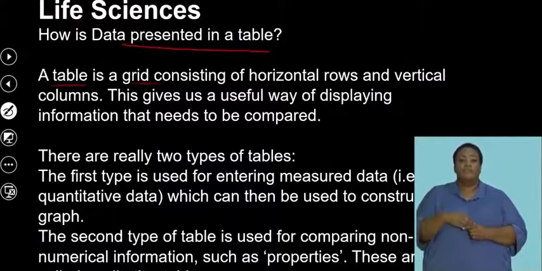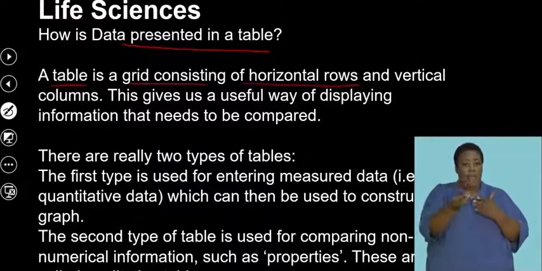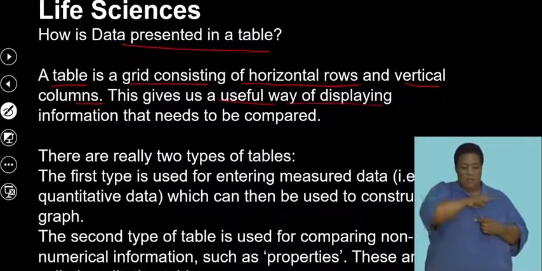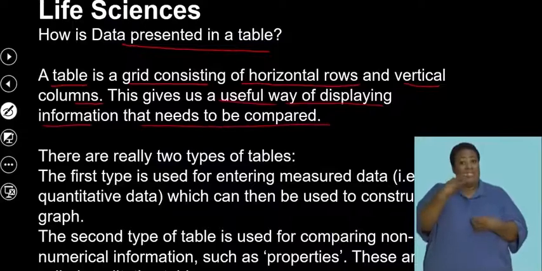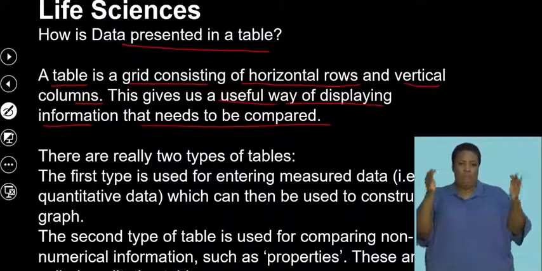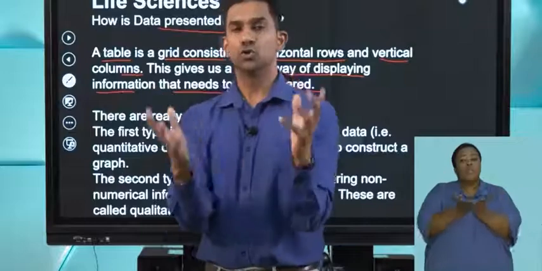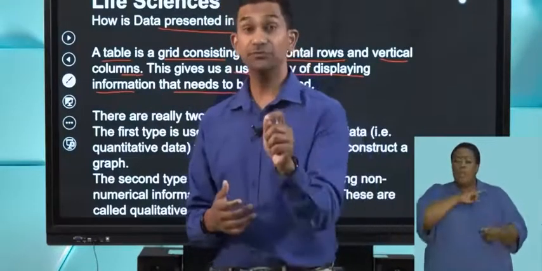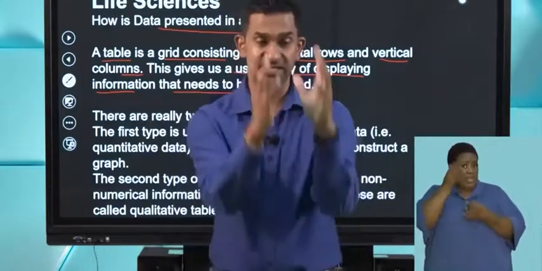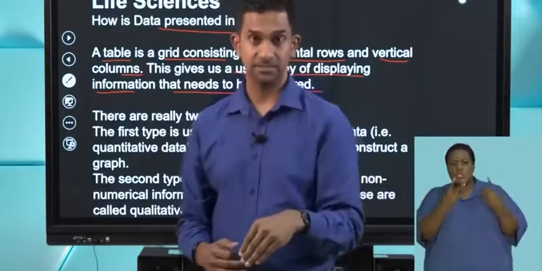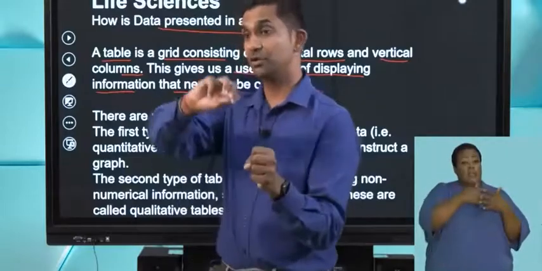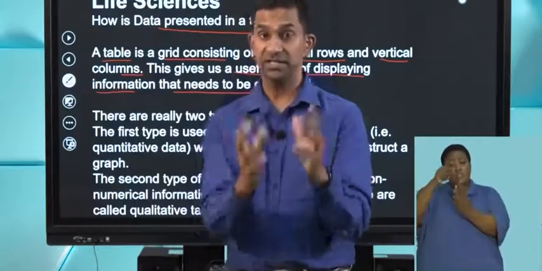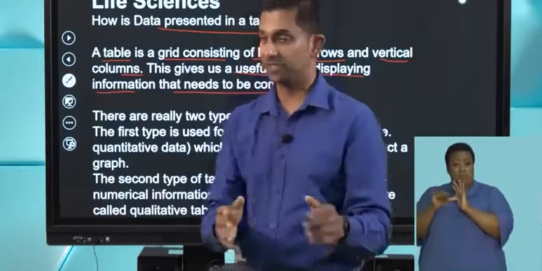A table is a grid consisting of horizontal rows and vertical columns. This gives us a useful way to display information that needs to be compared. So often at school you would be asked to draw a table of your observations. Why do we do that? It's important for us to present that information so that we can see the patterns. And often a table is used to convert that information into a graph. And so presenting information in tables is important in processing that information.